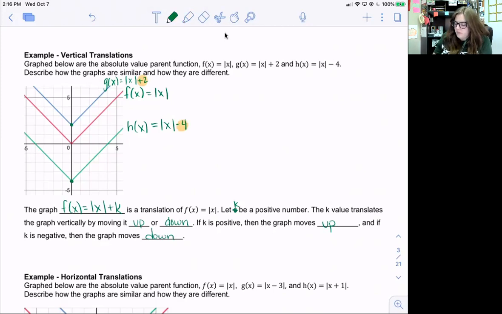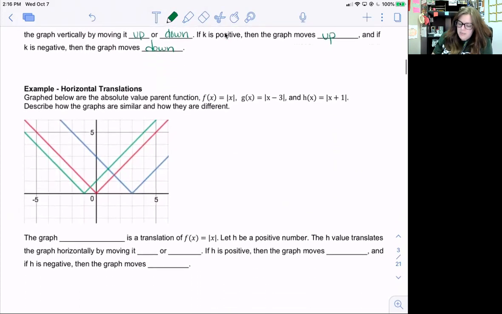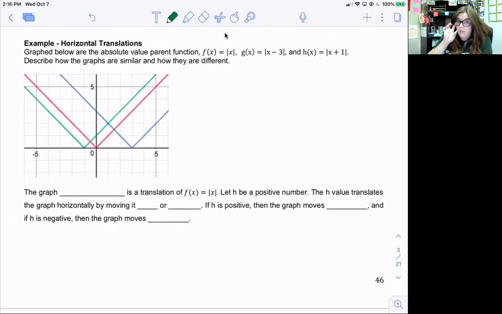Now we're going to use that same idea for looking at horizontal translations. The graph below shows the absolute value parent function, f of x equals the absolute value of x, which we know is our red line here.